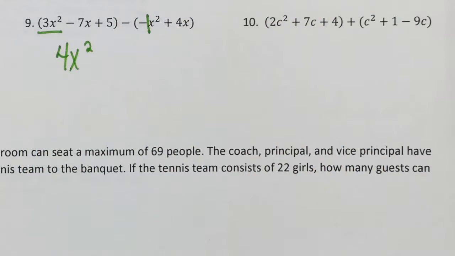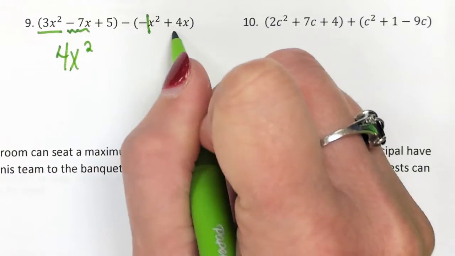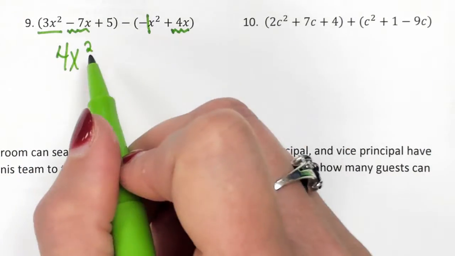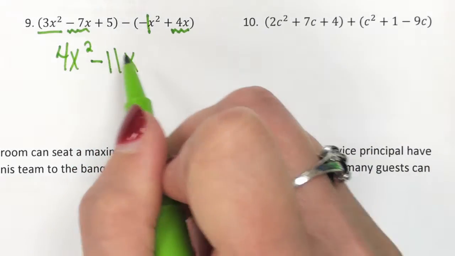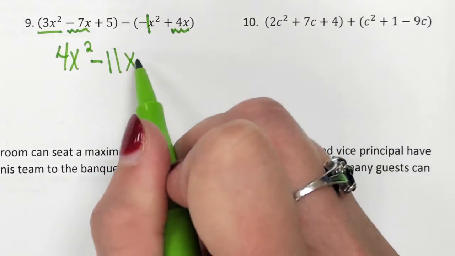All right, what else? Negative 7 minus positive 4. Which gives you how much? Negative 11. And last thing? What kind of 5? Plus 5. There you go.